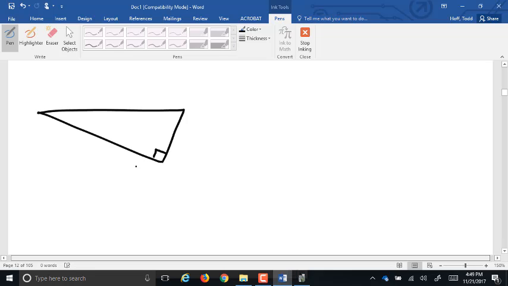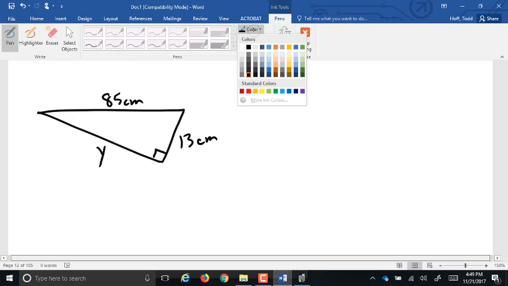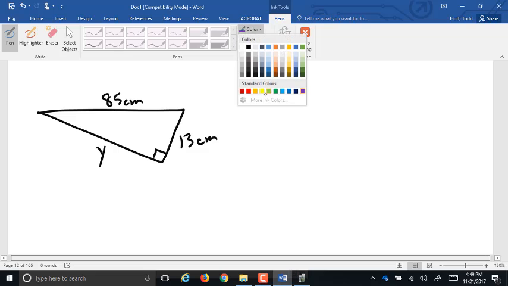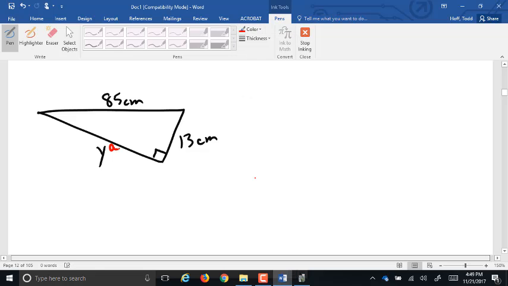So we may have a triangle like this. This might be 13 centimeters. This might be 85 centimeters. And we're looking for side Y here. Side Y that we're looking for, is it a leg or the hypotenuse? It's a leg. So I'm going to call it side A. What's the other leg? 13. So that'll be B. That makes 85 side C, the hypotenuse.